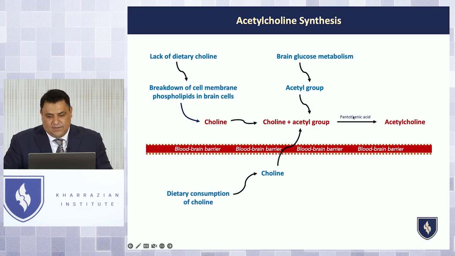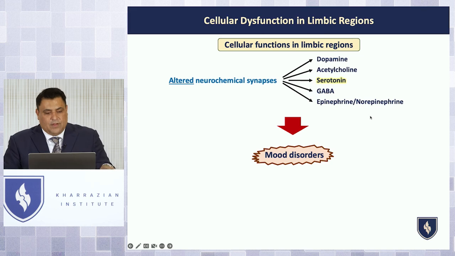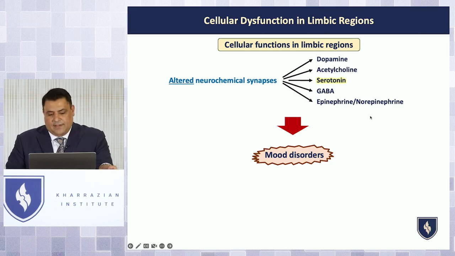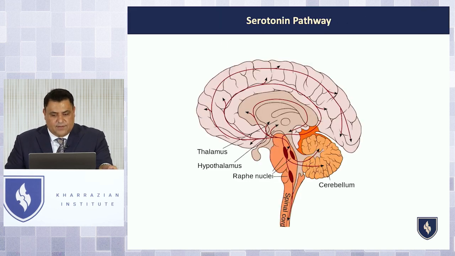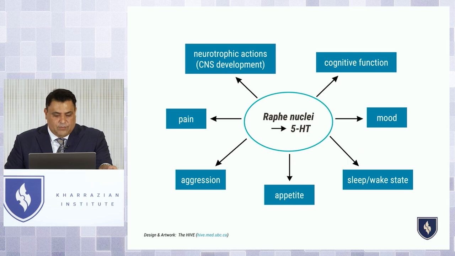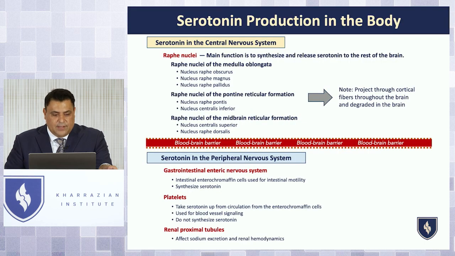But that's how acetylcholine gets produced. So it's really highly dependent upon choline intake. And then serotonin is involved with pain, aggression, mood, sleep-wake cycles, appetite, joy. And there's different nuclei in the brain that make serotonin that have direct projections to those areas of the brain. And then serotonin is made in the GI enteric nervous system and the proximal tubules of the kidneys, the platelets. So urinary serotonin levels really reflect these levels and nothing to do with the brain.